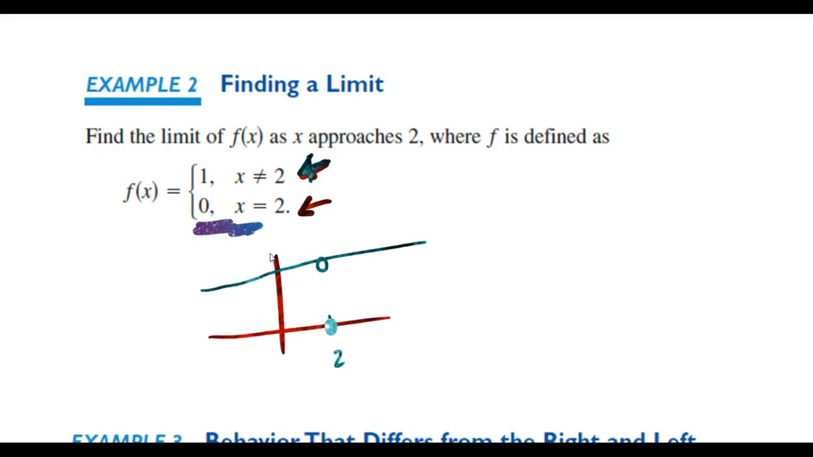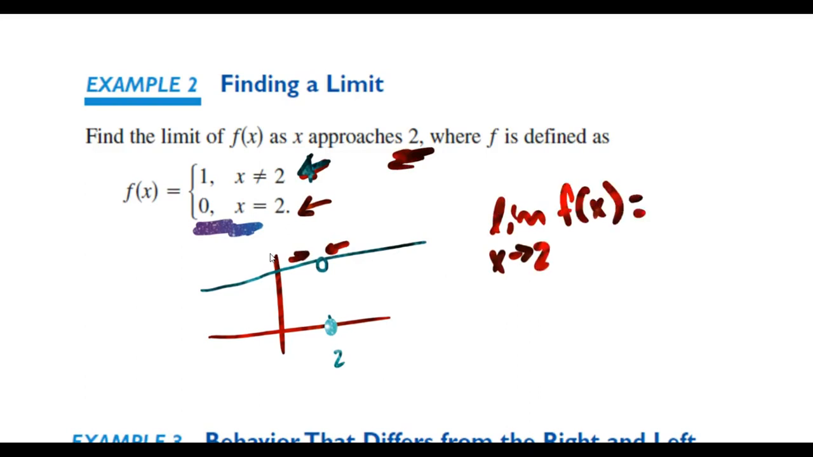And so what is the limit, or what is the number that we are getting closer and closer to as x gets closer to 2? As we're getting closer here and closer here, what do we have? 1. So our limit as x approaches 2 of f of x equals 1.